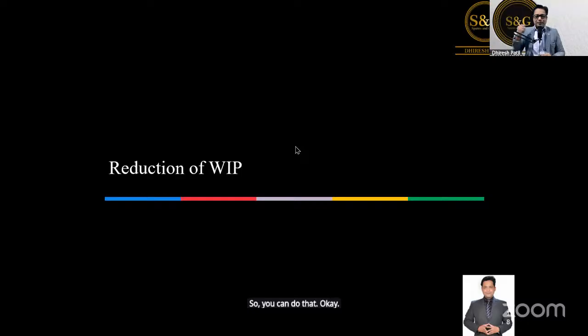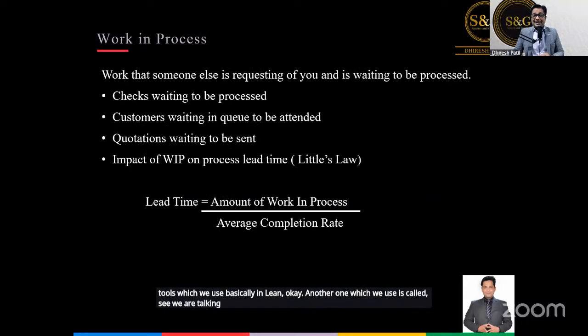Now I'm just talking about some of the tools which we use basically in Lean. Another one which we use is called, see, we are talking about lead time reduction.